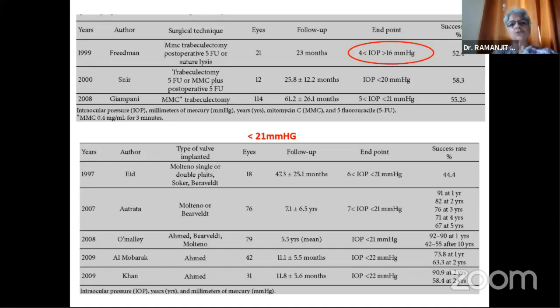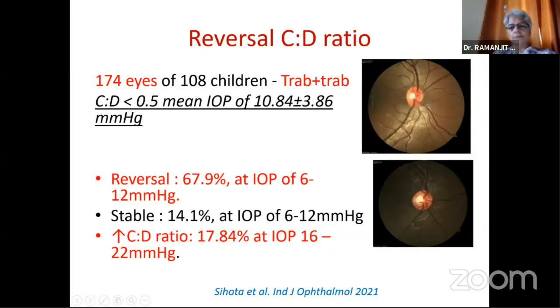And most of the papers you will find will be talking of less than 21, except for this one paper, which is quite old, 1999. So again, when we looked at our patients, 174 eyes of 108 patients, what we found was that a cup disc ratio of 0.5 or less than 0.5 could be achieved with a mean IOP of 10.